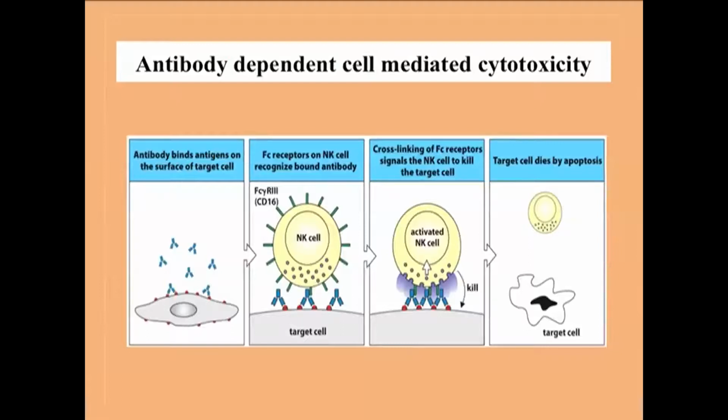Now on the other hand, on the surface of natural killer cells, there are receptors for the Fc region of an immunoglobulin. Mainly CD16 is present on the NK cell surface, which can bind to the Fc region of an IgG molecule. So a target cell covered with antibody, natural killer cells bind to the Fc regions and they mediate killing very quickly.